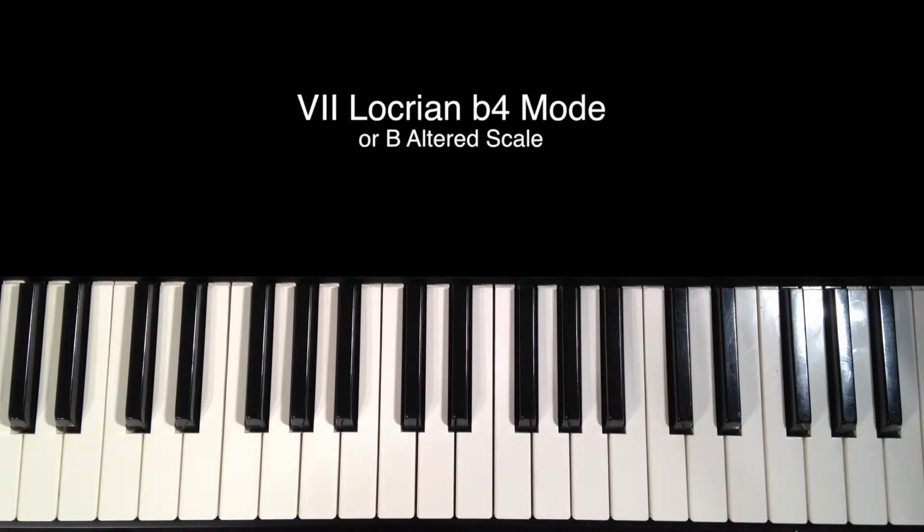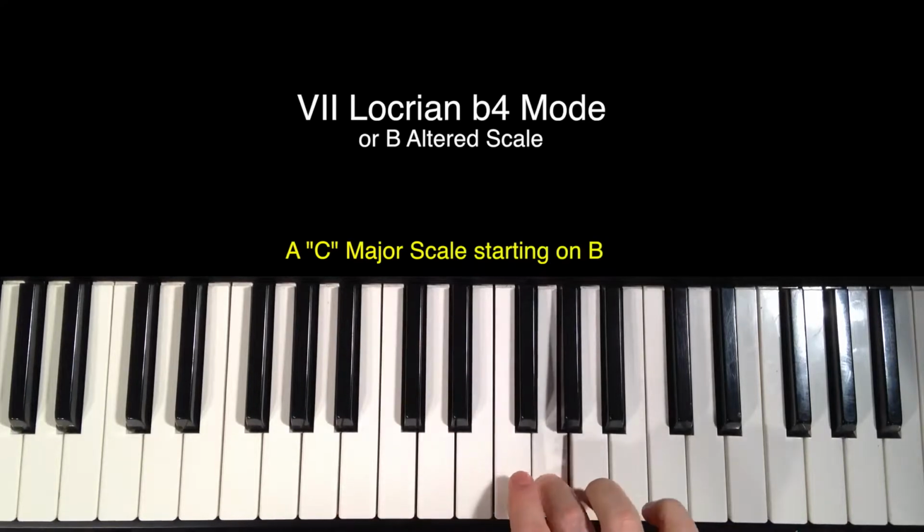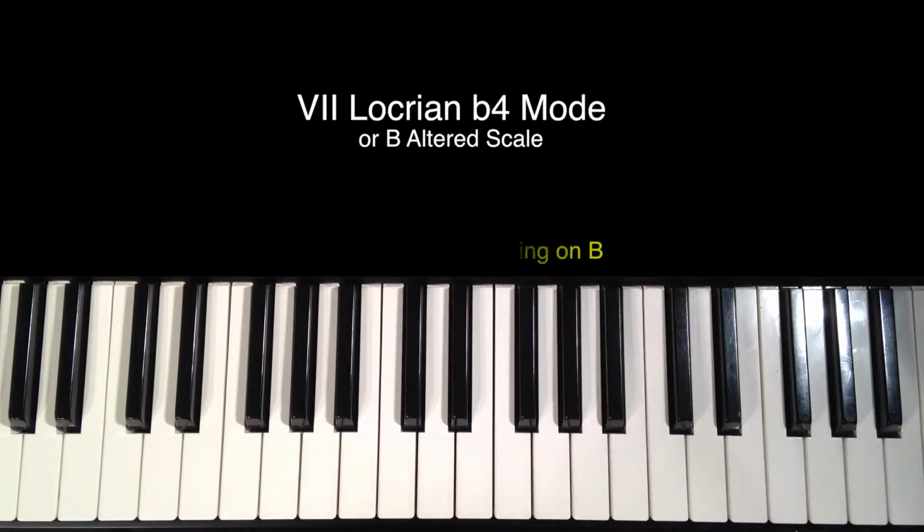The seventh mode is called a Locrian flat 4 mode, or the B altered scale. Locrian means starting on the 7th degree of a major scale. So this is related to the C major scale. But it's called a Locrian flat 4 mode, so the 4th of this scale, the E, becomes an E flat.